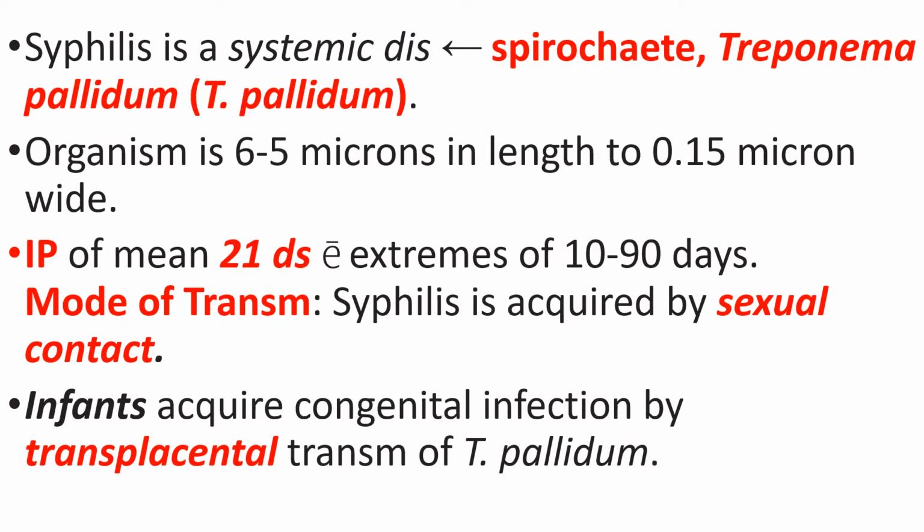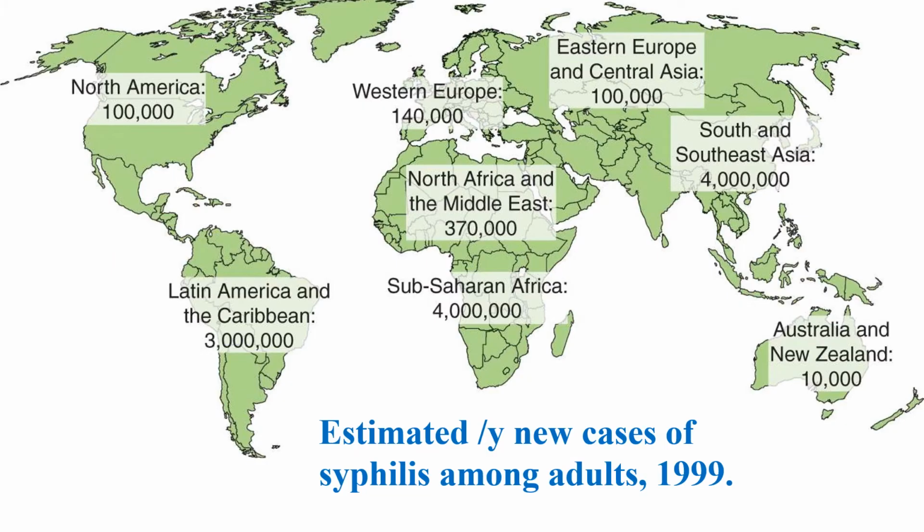Syphilis is a systemic disease due to spirochetes. The Treponema pallidum organism is 6 to 15 microns in length and 0.15 micron wide. The incubation period has a mean of 21 days. The mode of transmission is acquisition by sexual contact. Infants acquire congenital infection by transplacental transmission of Treponema pallidum.